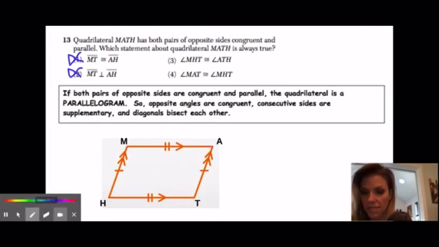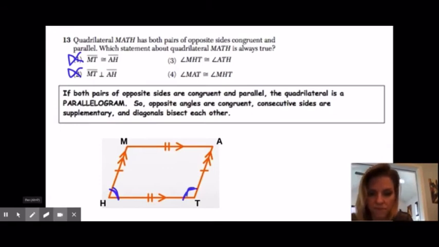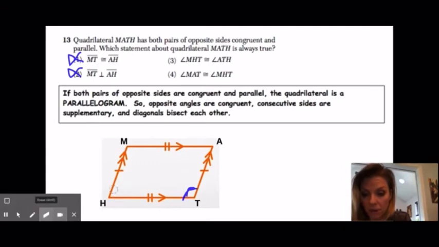Option number 3 says angle MHT, that's this angle here, is congruent to angle ATH, this angle. Are those two angles congruent? Nope. Those two angles are supplementary. That's the property of a parallelogram. So option 3 is out. It has to be option 4, but let's see why.